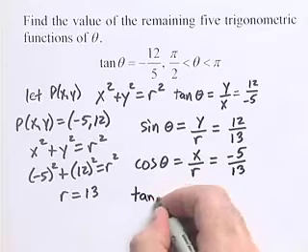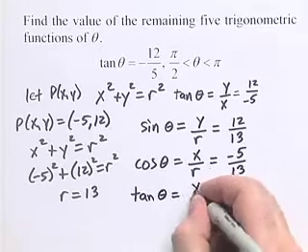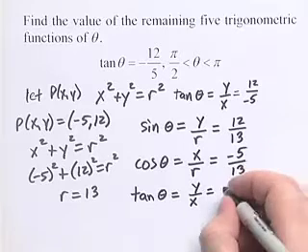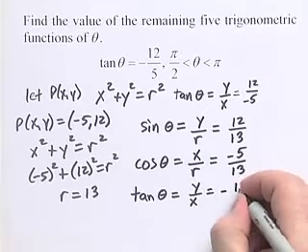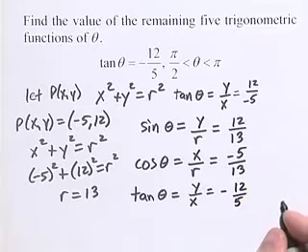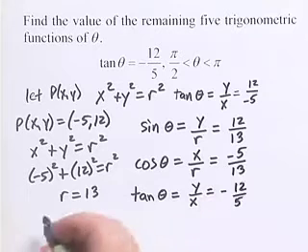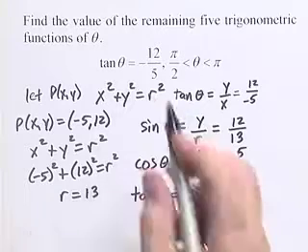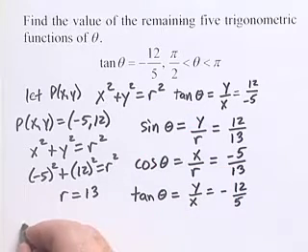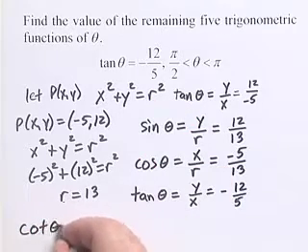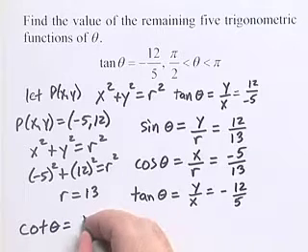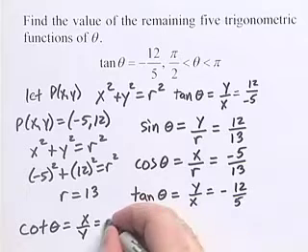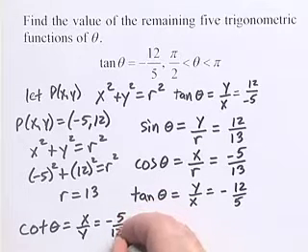Tangent of theta will be y over x. Again, putting in our values for y and x, we'll get negative 12/5. Cotangent, I guess we already have tangent of theta up there. Cotangent of theta is equal to x over y. Plug in our values for x and y, we'll get negative 5/12.